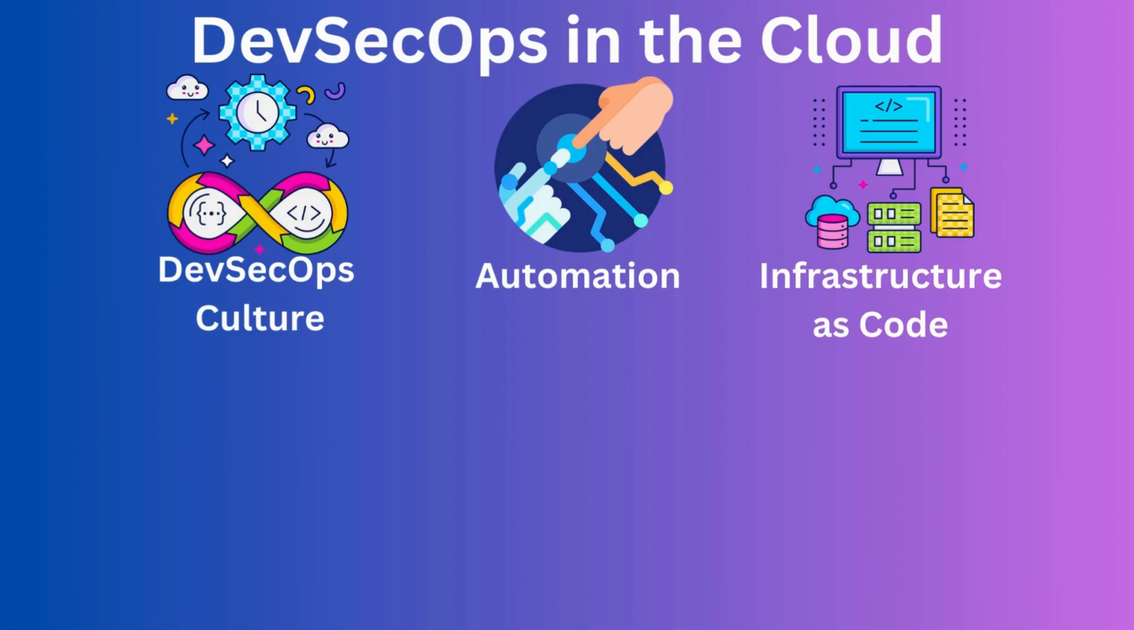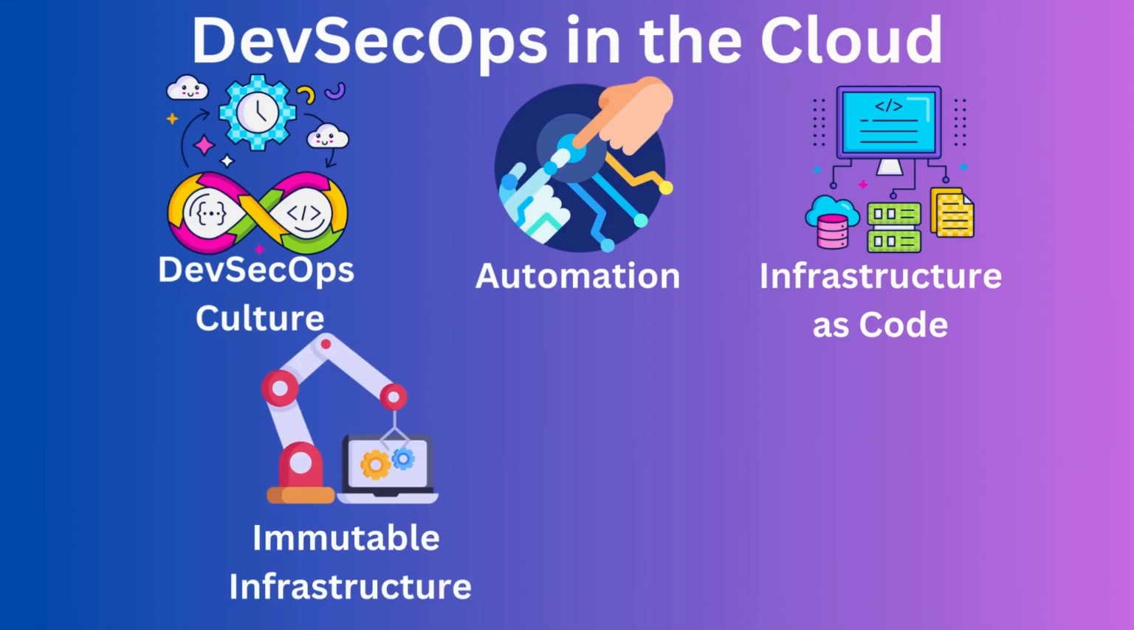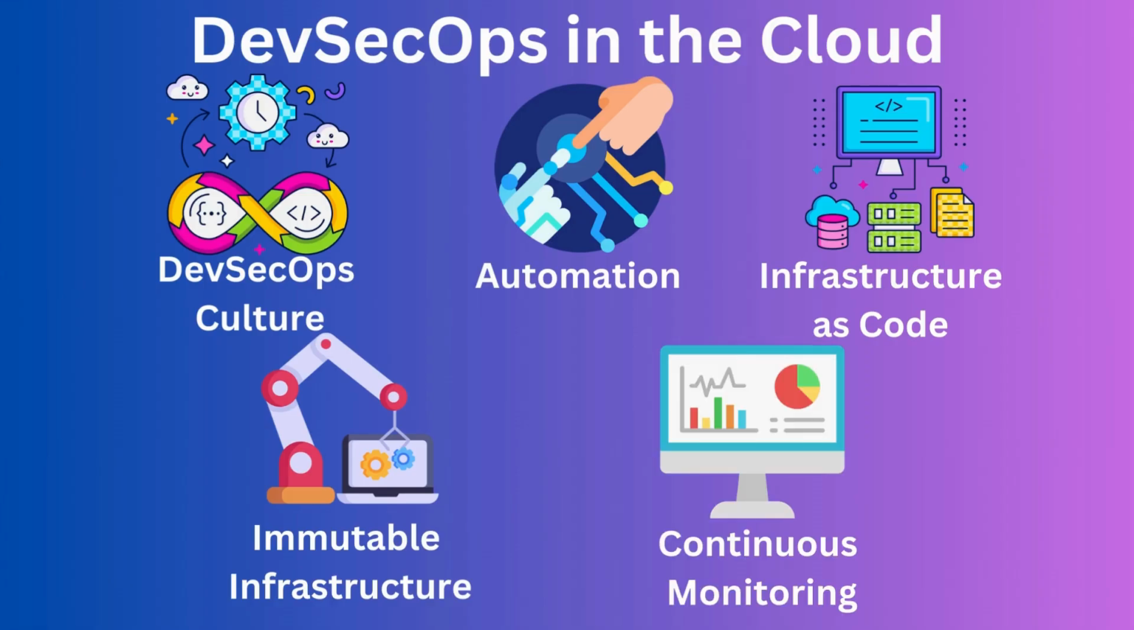Infrastructure as code. Implement security best practices in your infrastructure code to ensure that the cloud resources are provisioned securely. Leverage tools like AWS CloudFormation or Terraform to define infrastructure. Immutable infrastructure. Promote the use of immutable infrastructure where changes are made by deploying new instances rather than modifying existing ones. This reduces the risk of configuration drift and simplifies security updates. Continuous monitoring. Monitor application and infrastructure logs and metrics continuously to detect and respond to security incidents promptly.